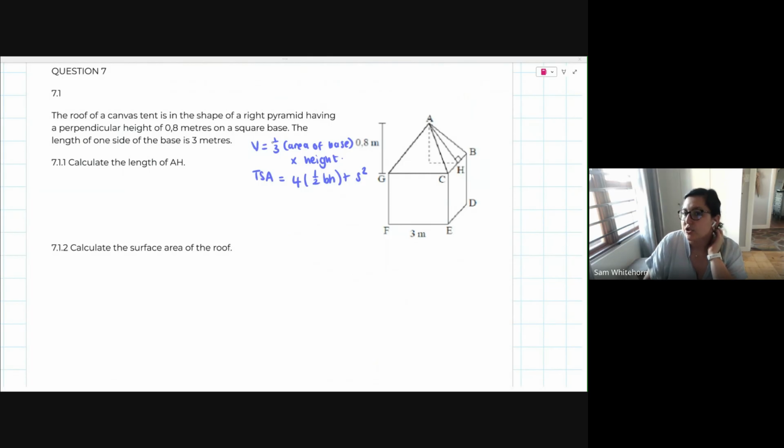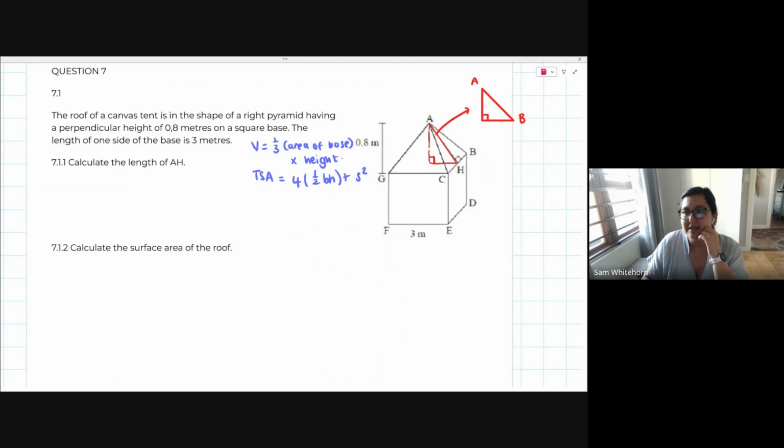Okay. So the first question is asking us to calculate the length of AH. So AH is that slanted height over there. So now we need to decide, well, what information do we actually have, and can we determine that? Now, if you have a look, that would be part of this red right angle triangle that I've drawn here. So we want to decide, do we have all of the lengths I would need in order to potentially use Pythagoras?